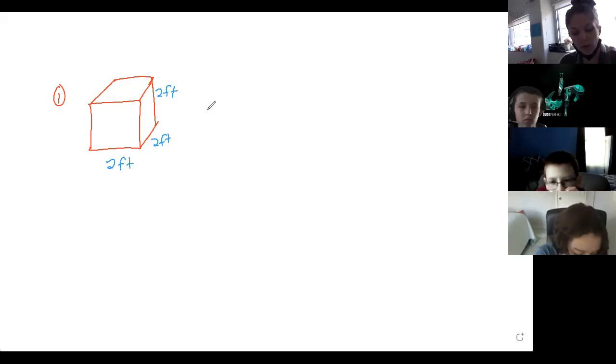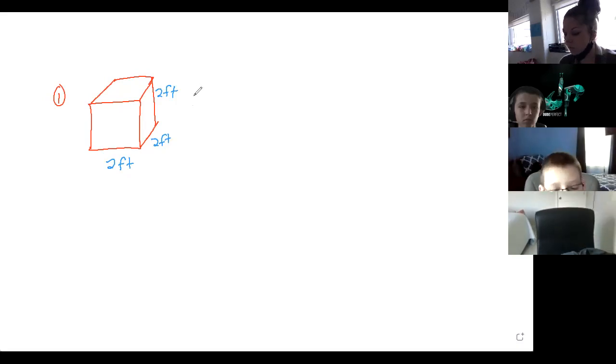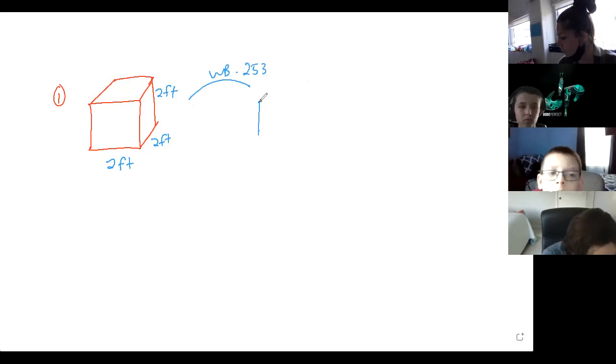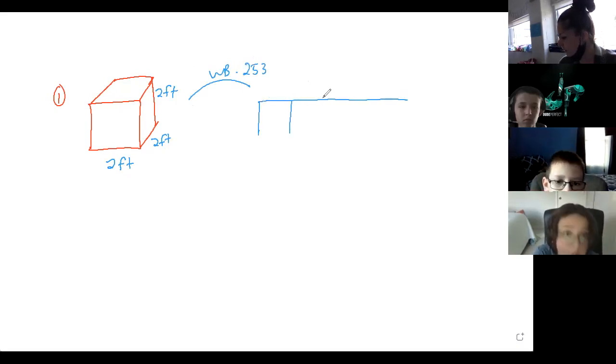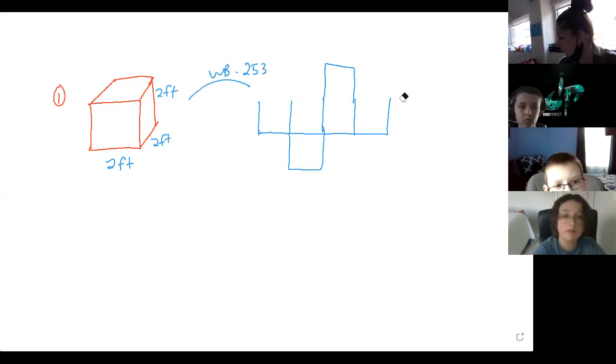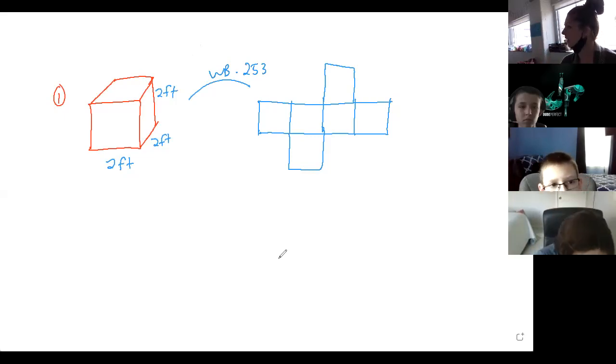If you needed help connecting what the net version of a cube is, then you flipped back to workbook page 253, right? And you saw that when you unroll a cube, it looks something like this. And then you have one piece that goes up and one piece that goes down, and it really doesn't matter where those two end up, as long as you have how many squares that unroll and connect back together? How many squares, everybody? 6. And they're all exactly the same.